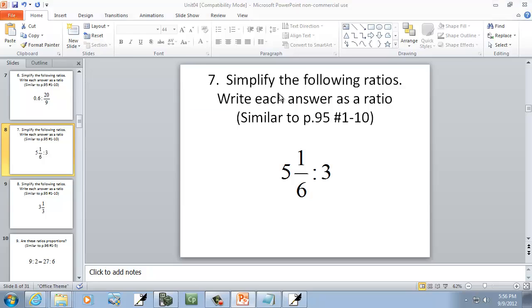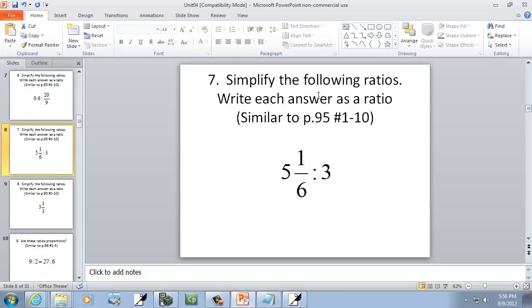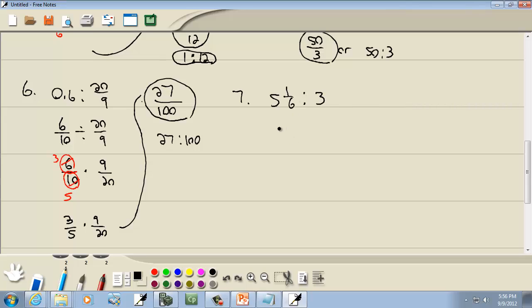Okay, so here we got 5 and 1/6 colon 3. Okay, now I'm going to change this to a mixed number, or I mean an improper fraction. 5 times 6 is 30, plus 1 is 31. And I'll make that as division, and 3 I'll write as 3 over 1. Okay, so we're going to immediately write as multiplication, so it becomes 1 over 3.